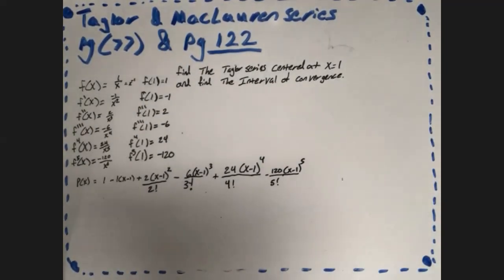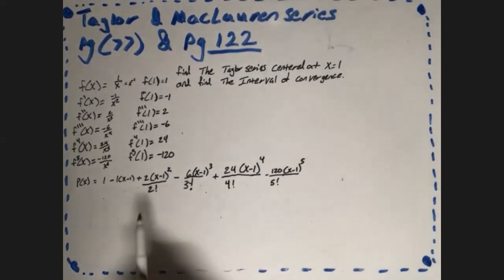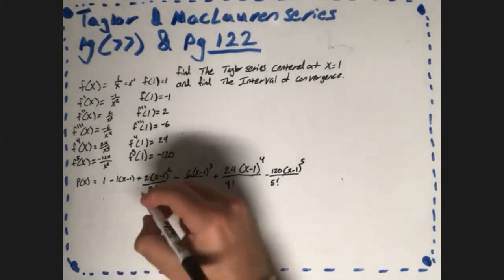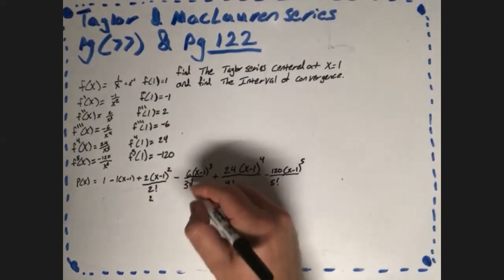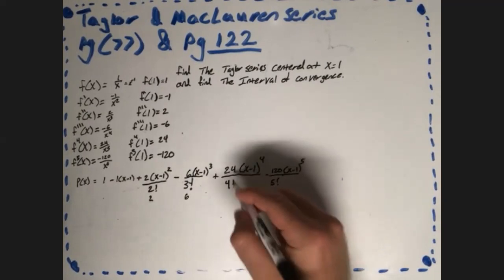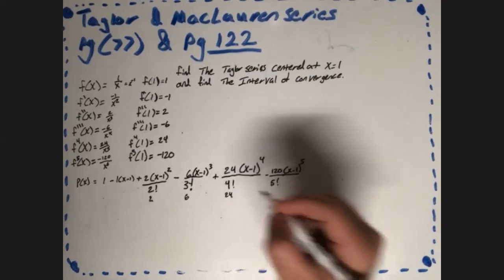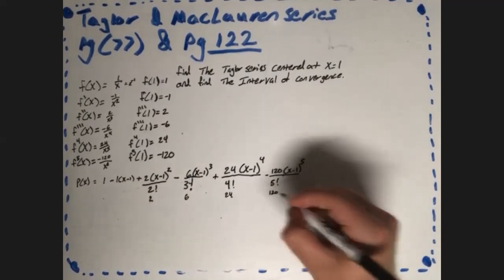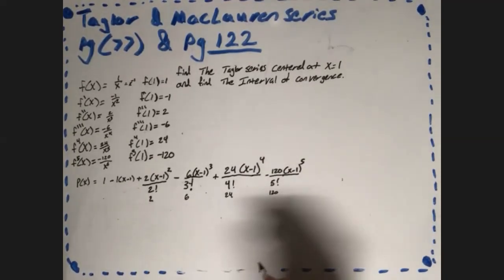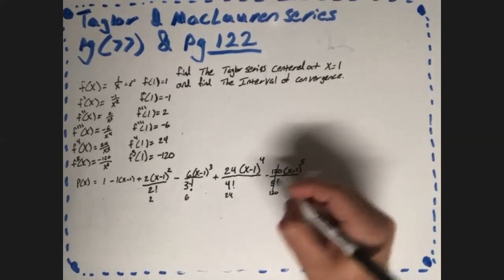Okay. Now, some of you guys may have noticed this. What is 2 factorial? I'll write down here. It's 2. What's 3 factorial? It's 6. 4 factorial, it's 24. 5 factorial, it's 120. What are you noticing about all that? You can just totally cancel all these.